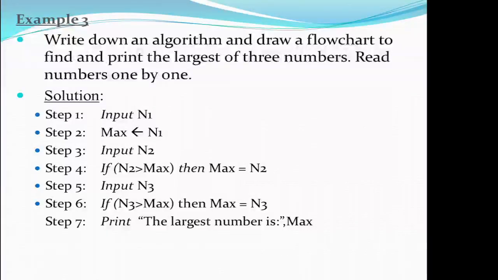Then what do we do at step 5? Input n3 again, because the question says 3 numbers. We are taking the third number from the user. Okay, please enter the third number. Then we have already taken it.